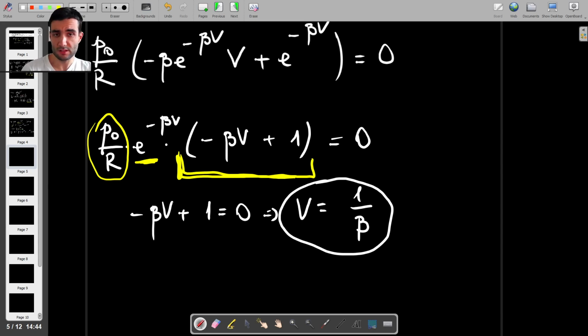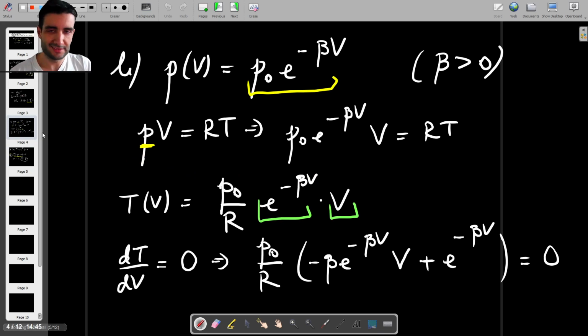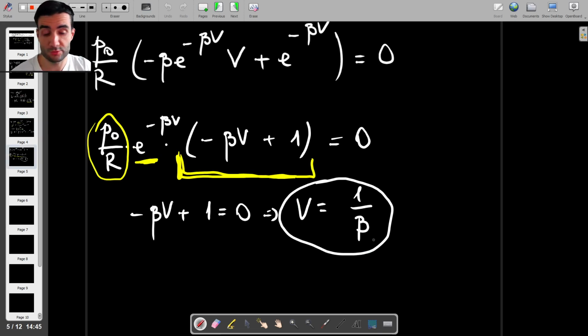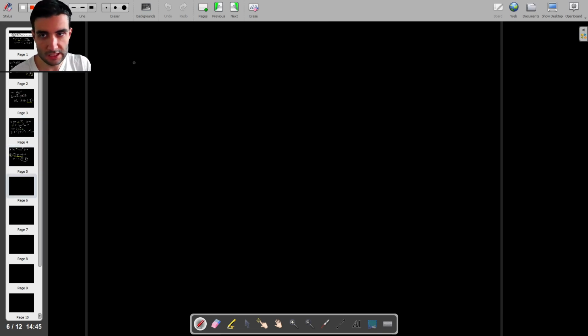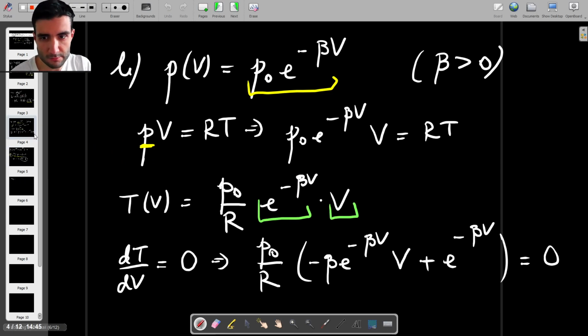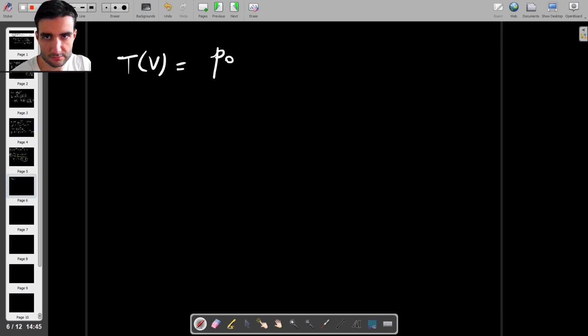So V is equal to 1 over beta is a stationary point, and technically you have to check whether this is actually a maximum or minimum. Okay, and to do that you have to take the second derivative, but I'm not going to do that here. So you can try this on your own and you will confirm that yes, this corresponds to a maximum. So what I'll do instead is I'll just find the maximum temperature. So let's write T as a function of volume again. So that is P naught over R e to the minus beta V times V.